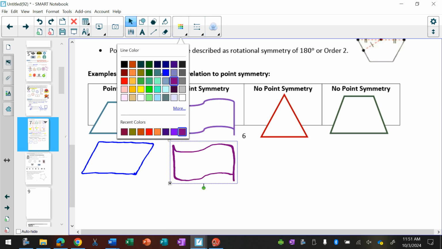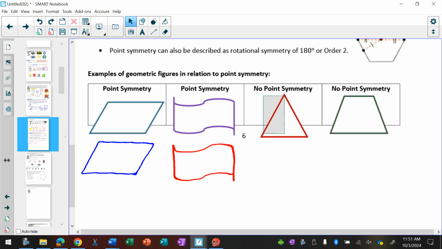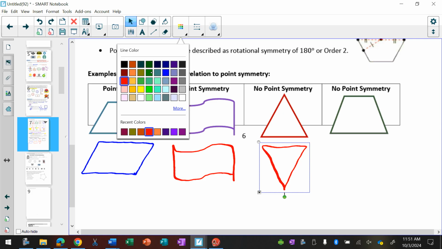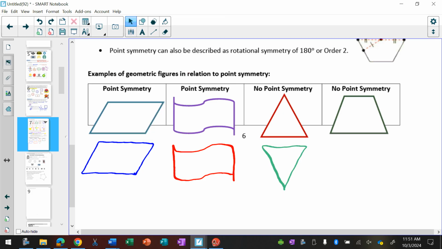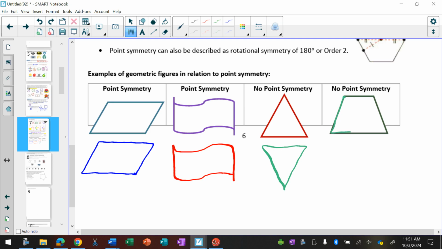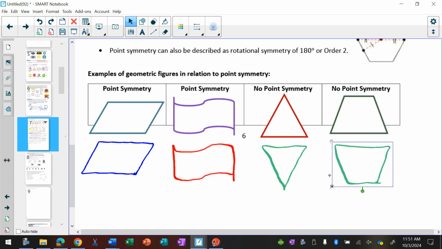If you try to do that with a triangle, it is not going to work because a triangle has an odd number of sides. Any shape with an odd number of sides will not look the same upside down. The points are in the wrong place. So that's why it does not have point symmetry. Not everything that has an even number of sides will have point symmetry. It has to look the same upside down. So this isosceles trapezoid, you can draw a line down the middle, but it doesn't look the same upside down.